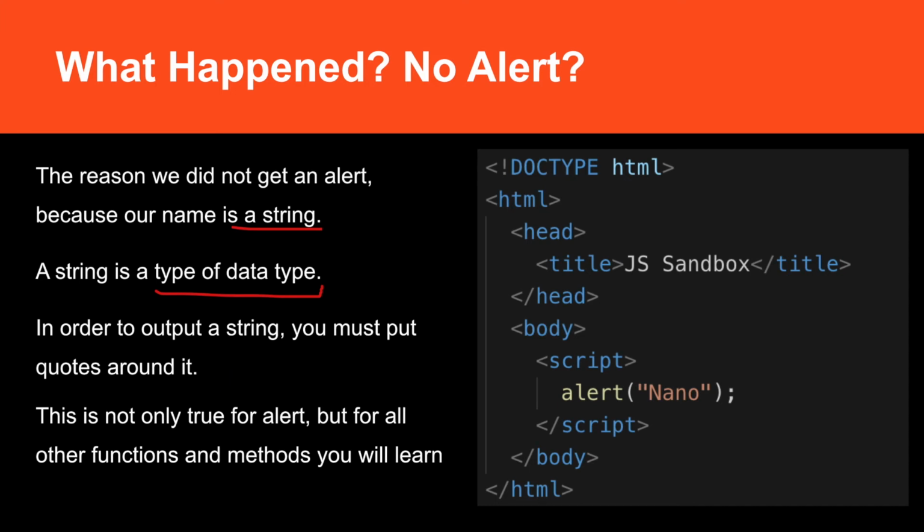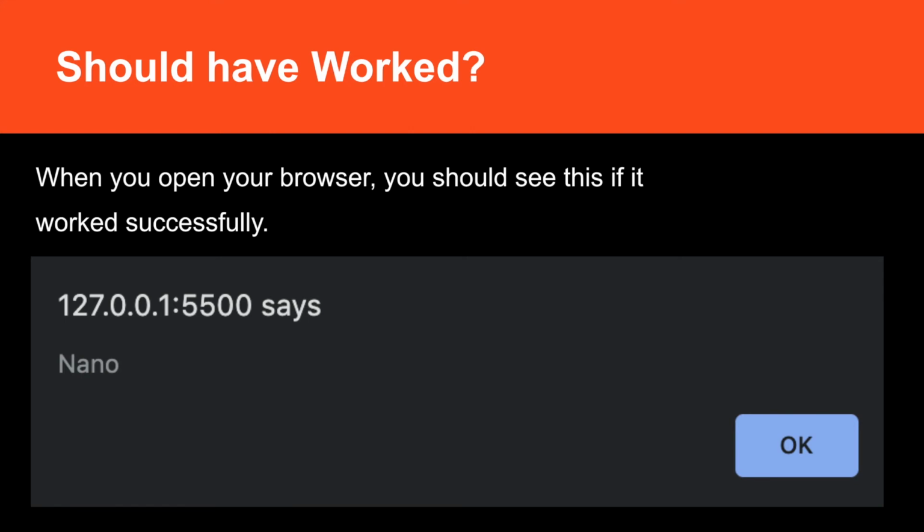Now, this is not only true for an alert. This is true for all functions and methods you will learn. That is very important because you gotta tell it, hey, this is a string. Read it as a string, like it is. Alright? Very similar. Now, when you open your browser, it should have worked. You should see your name, which mine is Santa. So let's move on.